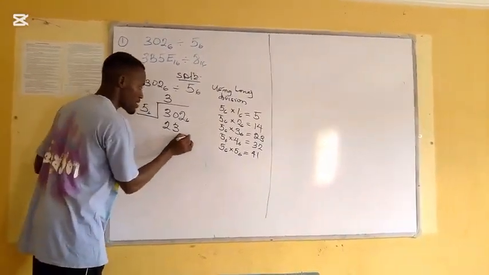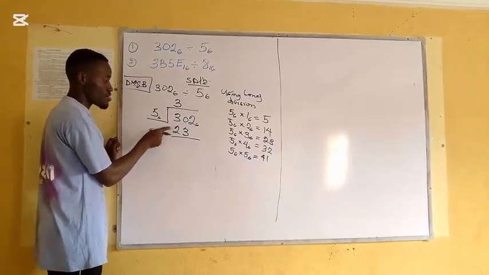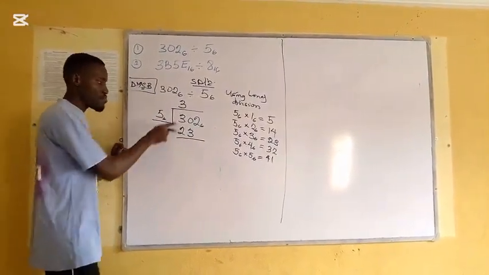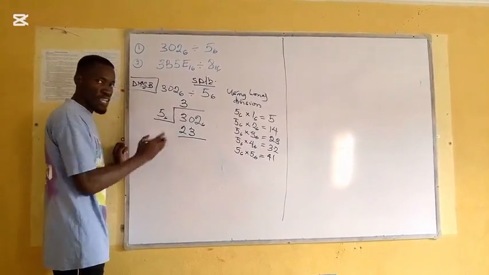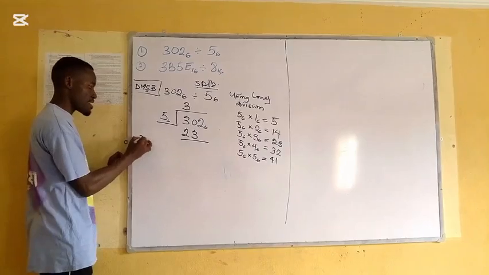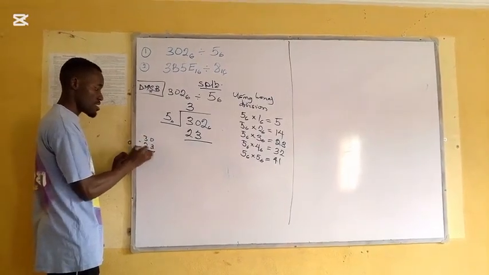So we are going to subtract this. 30 minus 23. Please never forget, we are working with what base? Base 6. So let me subtract 30 minus 23.